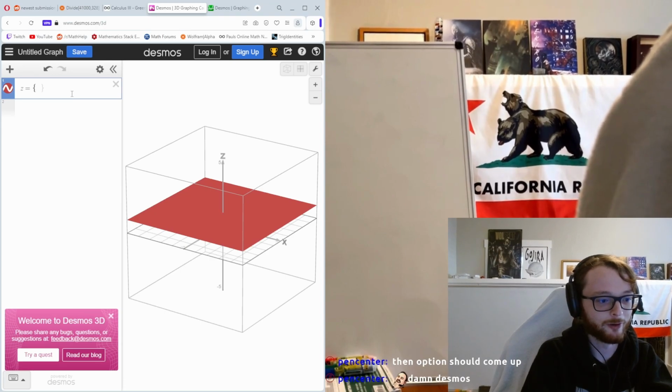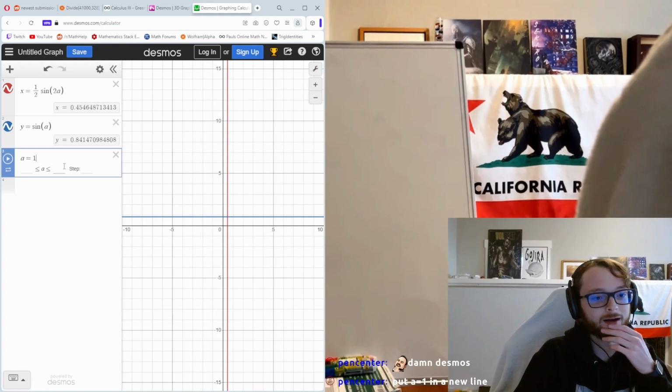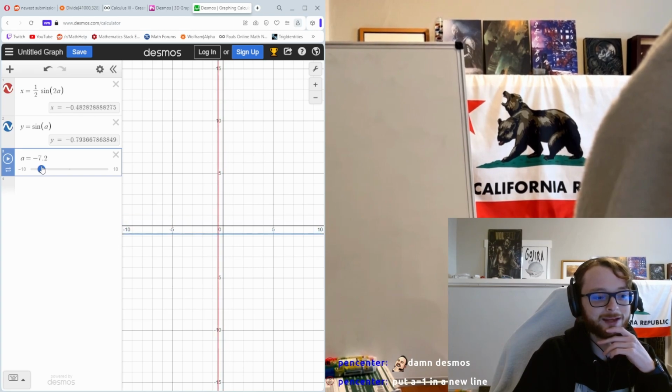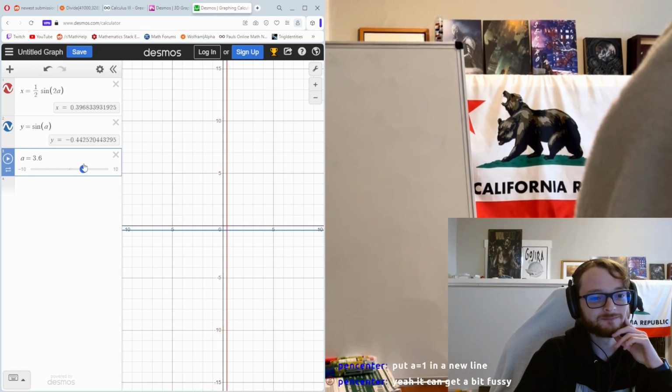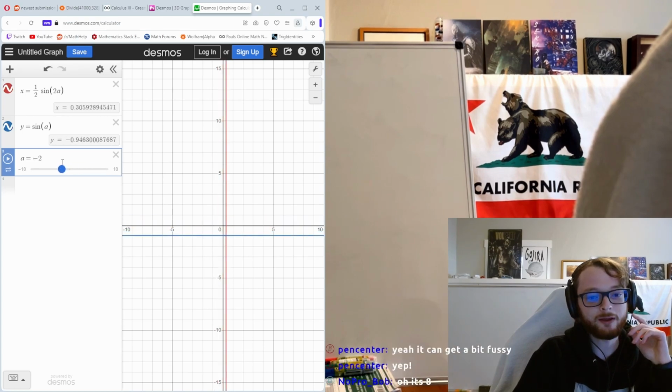I'm just gonna try this though. A equals one in a new line. Okay. Oh, there we go. It's not gonna do it at the same time though. Whoa. It's drawing it. It's making a level curve, right? Oh, it's making a flower. Maybe.